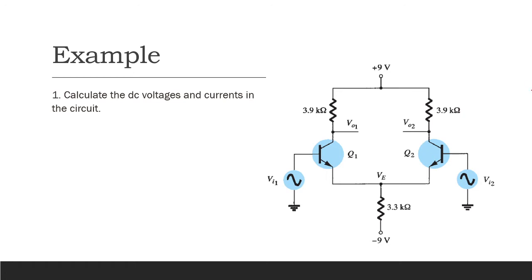Example: calculate the DC voltages and currents in the circuit. Basically, what we are being asked is to find VO1 in this case, and the current here and the current here. So that is what we are asked to find. First, let us make it a DC circuit, a DC equivalent, and when it is DC, we ground this, and also the other side.